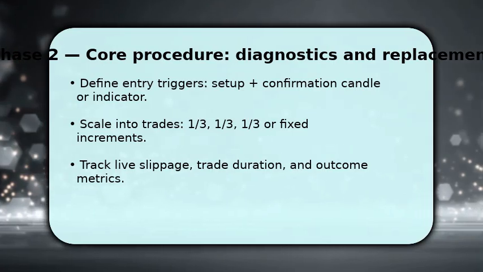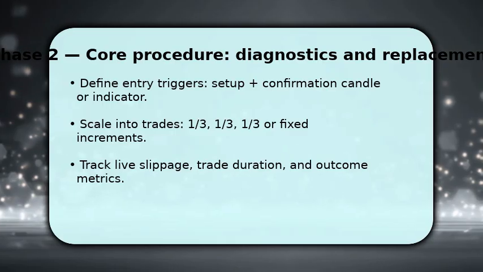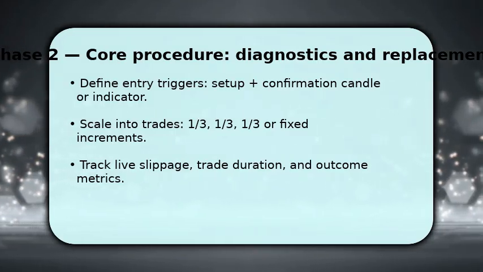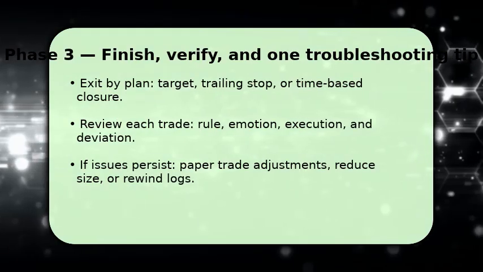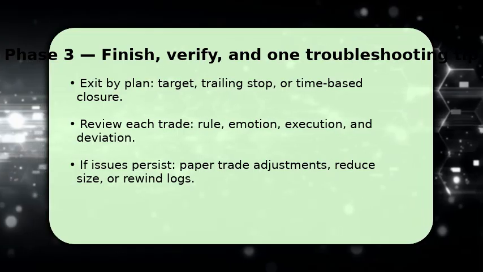Make sure to log slippage, trade duration, and realized outcomes automatically. Over time, you'll see which entries need tighter rules. Close trades according to an exit plan: preset target, trailing stop, or a time-based exit, so emotion doesn't decide.